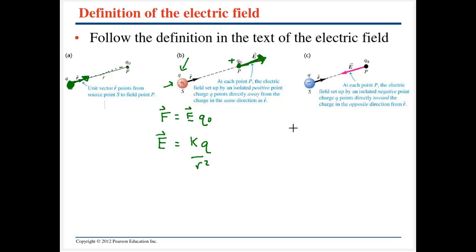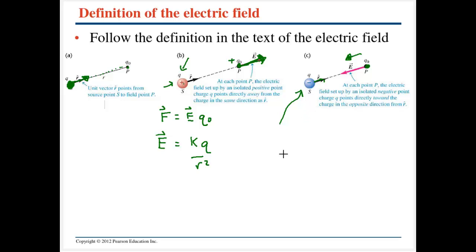Now if I say, what does the electric field look like if this is negative? Well, I do the same thing. I set up a unit vector and I put in my positive test charge. The positive test charge is going to feel a force towards the negative charge. What that tells us is that the electric field is going to point towards the negative charge.